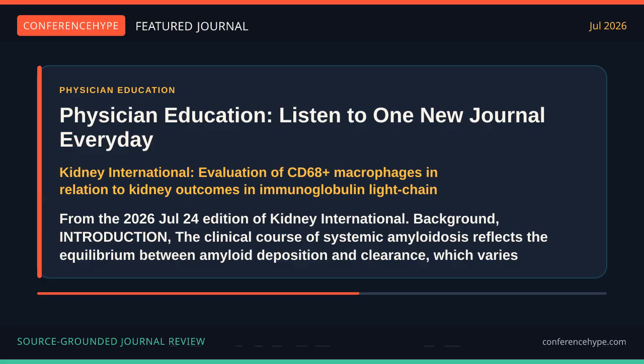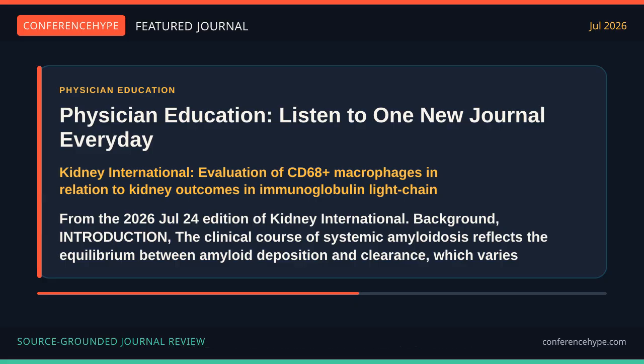Background, introduction. The clinical course of systemic amyloidosis reflects the equilibrium between amyloid deposition and clearance, which varies across disease contexts. Methods: kidney biopsies from 708 consecutive patients with kidney AL treated at the United Kingdom National Amyloidosis Center between 2020-22, and achieved a deep and sustained hematologic response to chemotherapy, were retrospectively stained with anti-CD68 antibody.